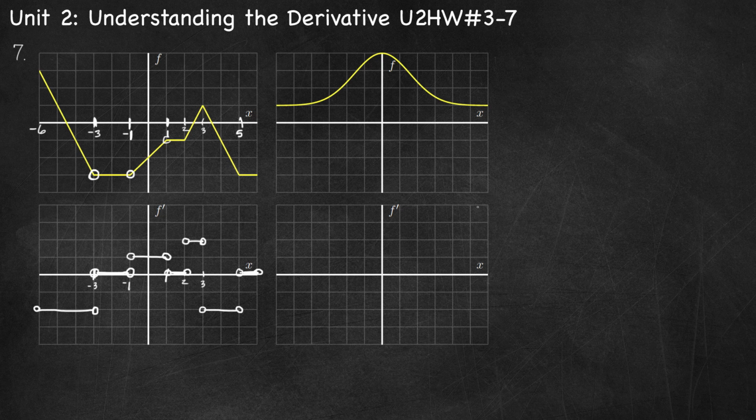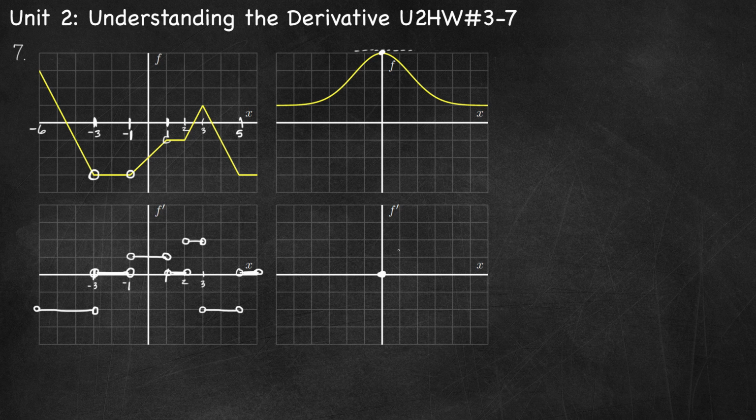Our next graph. Okay, so I'm going to start with this point right here, trying to find the derivative at that point. Well, the tangent line, if I draw it, will be horizontal at that point. It has a slope of 0. So the curve has a slope of 0 at that point. So my derivative graph is going to pass through 0, 0.